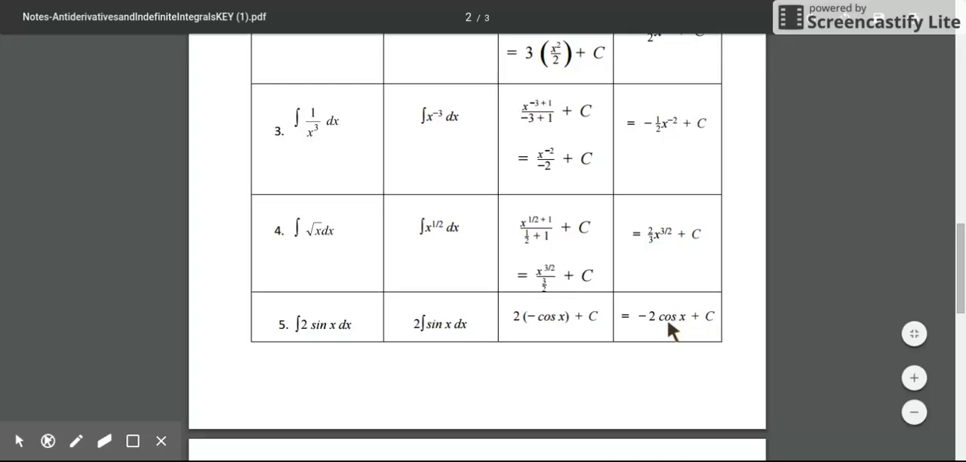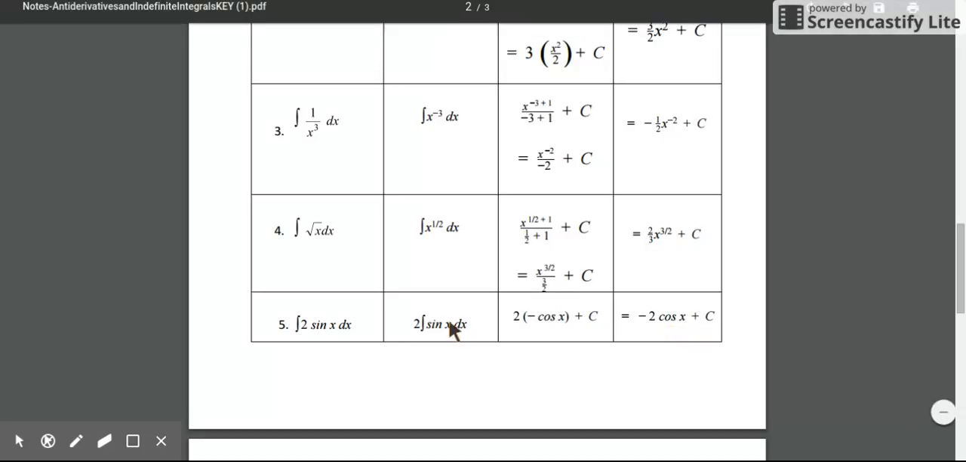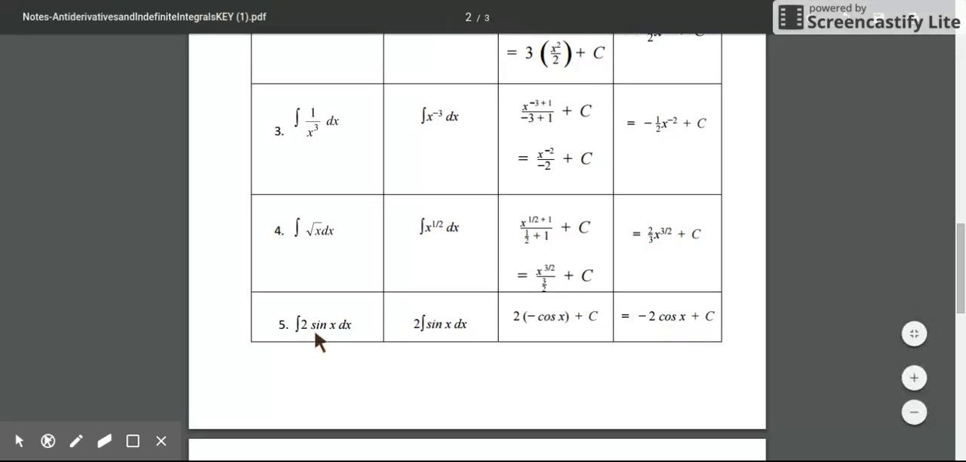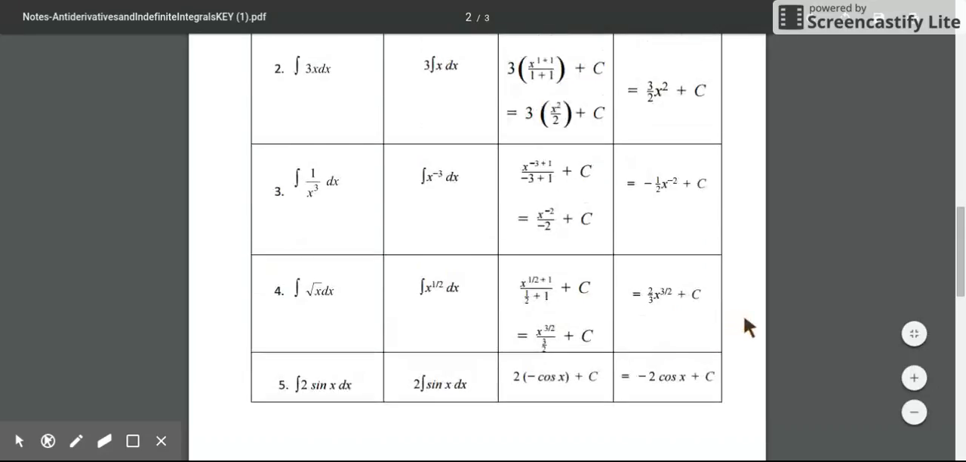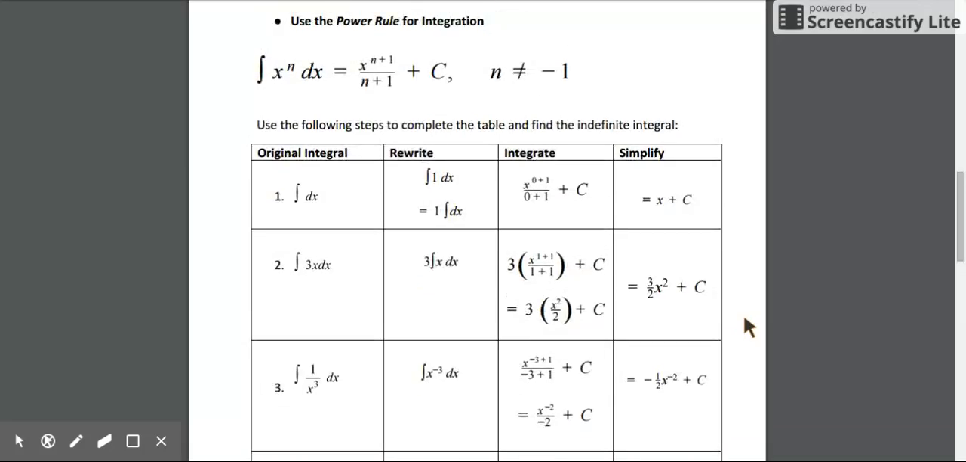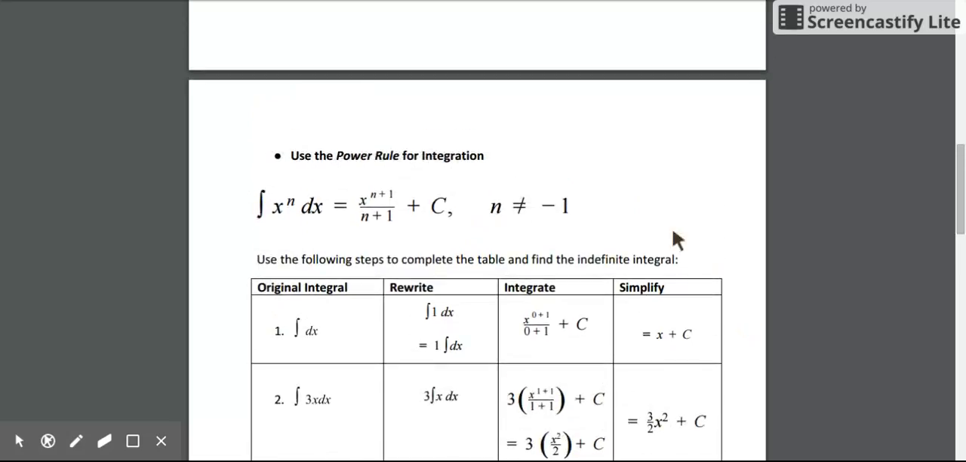And if you think backwards, the derivative of cosine is negative sine. And negative sine times negative 2 would be positive 2 sine x. So there's the power rule of integration and the definition of antiderivatives and indefinite integrals.